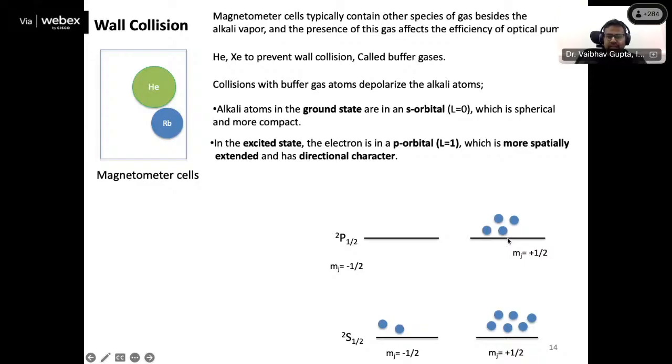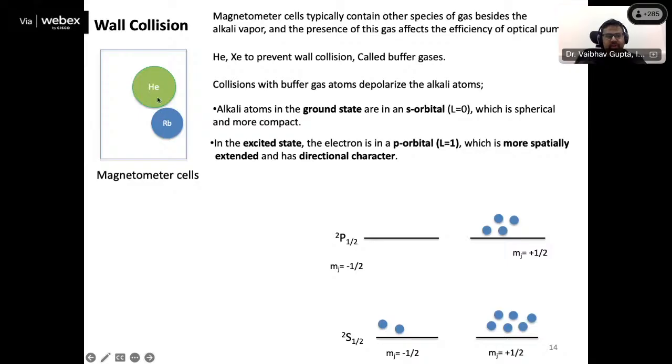Now, when they are in the excited state, actually they are in the p orbital. And this p orbital has quite a long spatial extent. So it is something like this. It has a directional character. On the other hand, the s is spherical in nature. So what happens is that when these excited atoms are in the p orbital, which has a quite large directional extent, they can actually collide with this atom.